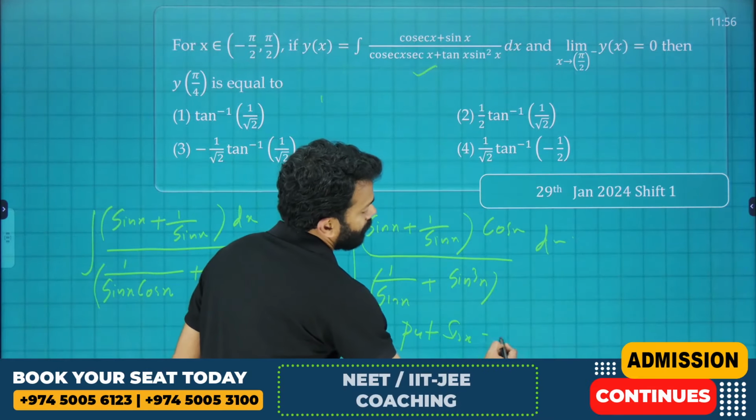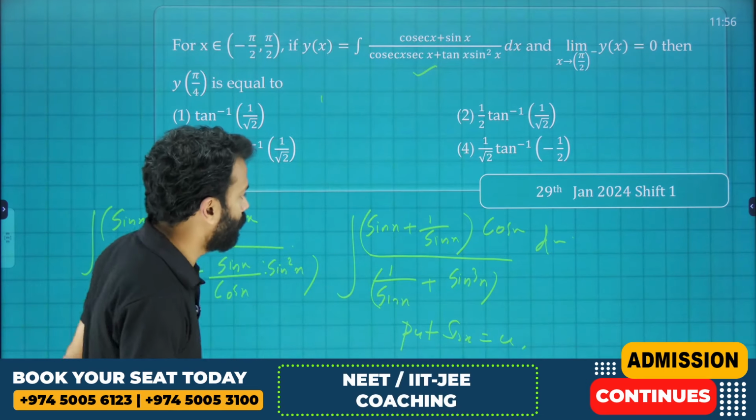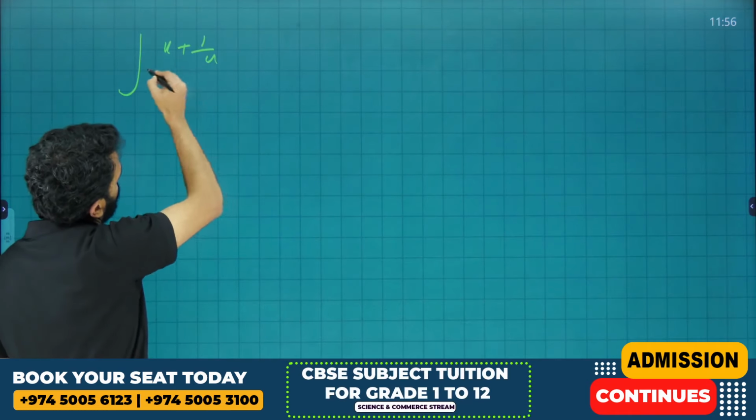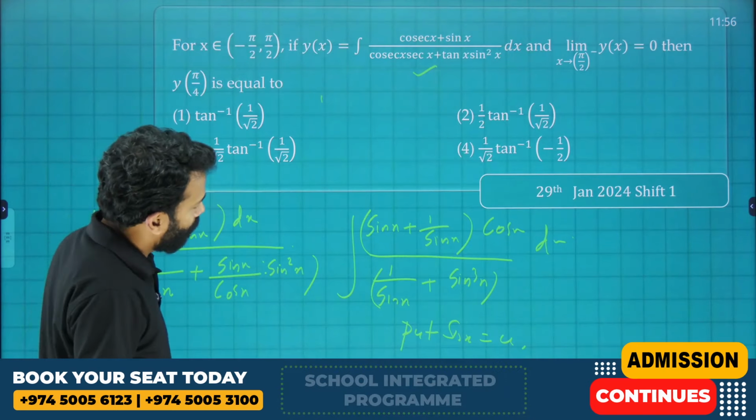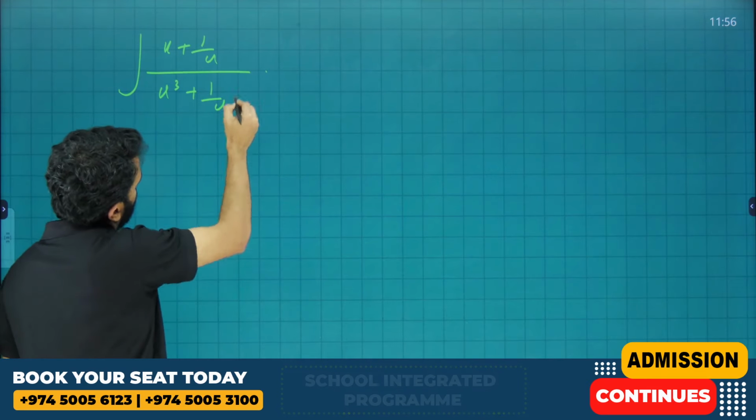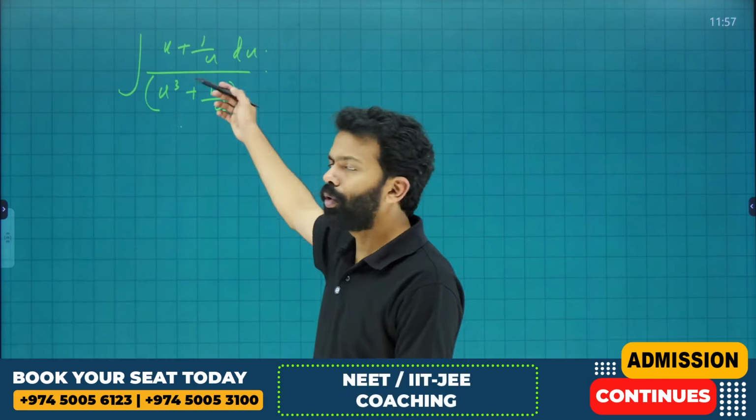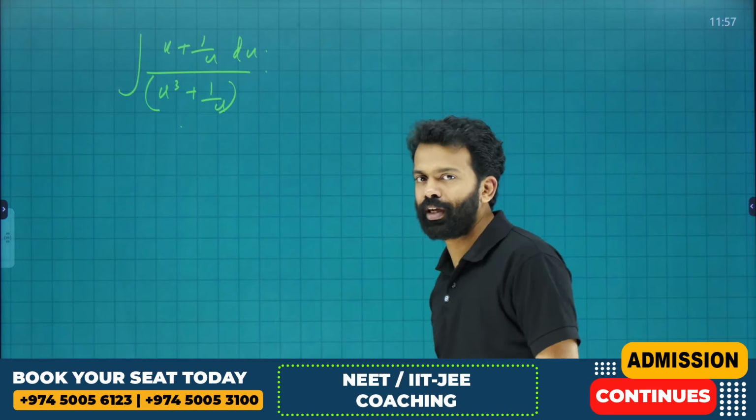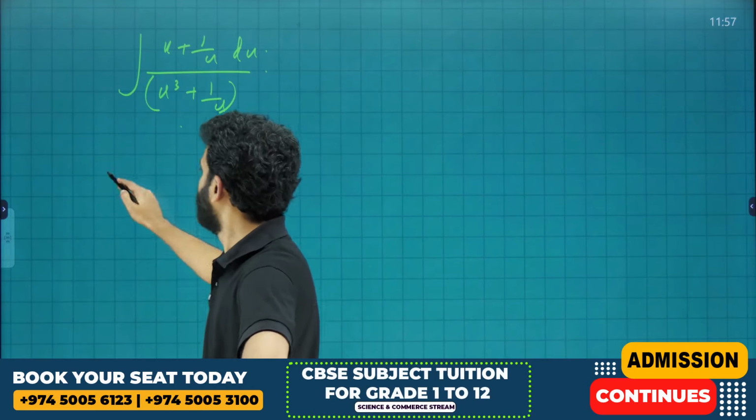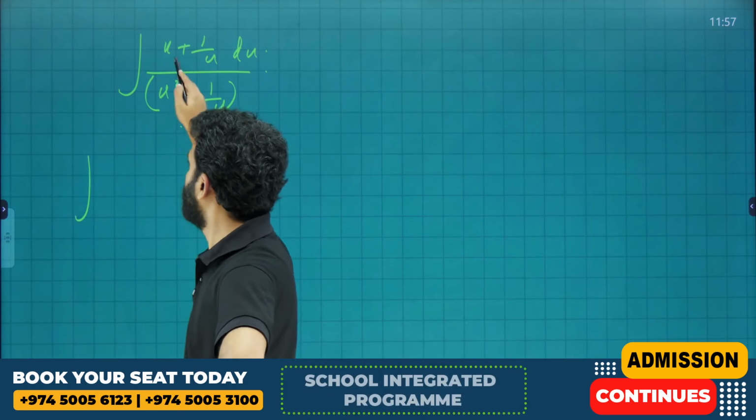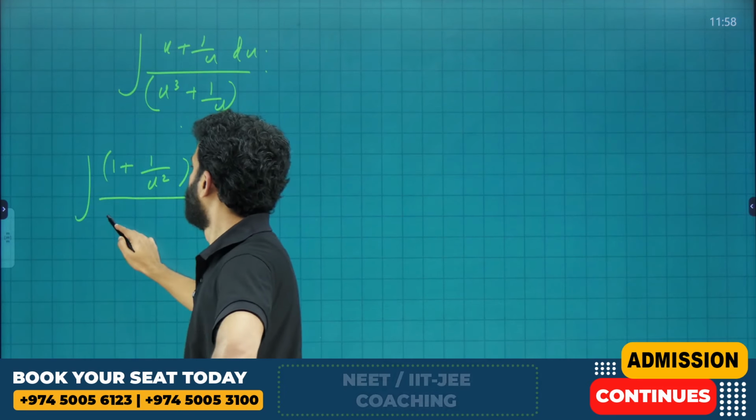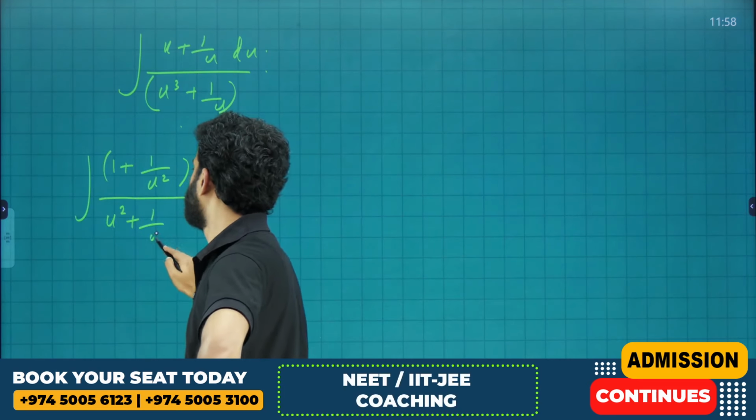Put sin x is equal to u. Therefore cos x dx is equal to du. Therefore it will be (u plus 1 by u) divided by (1 by u plus u cube), that is (u cube plus 1 by u), into du. It's a very easy one actually. How are you going to formulate this? Take u outside and what will you get? It will be u outside and divide it here. u by u is 1 and 1 by u is 1 by u square, and divided by u square plus 1 by u square. It will be like this.